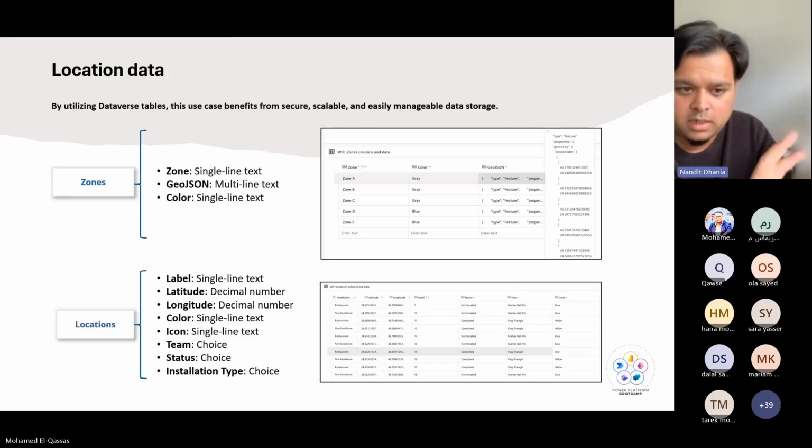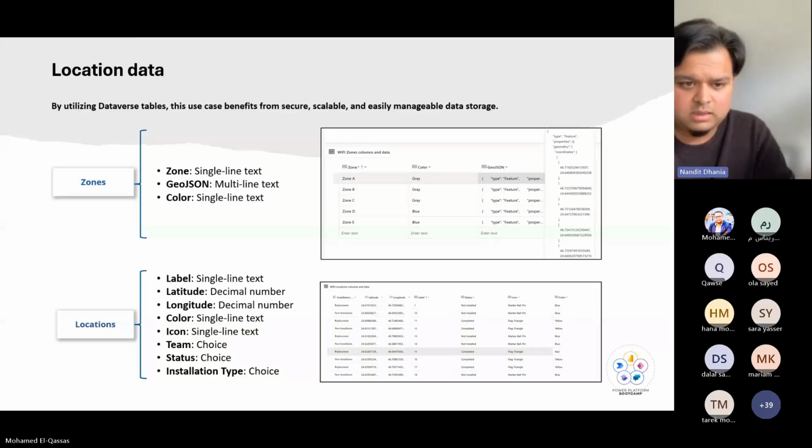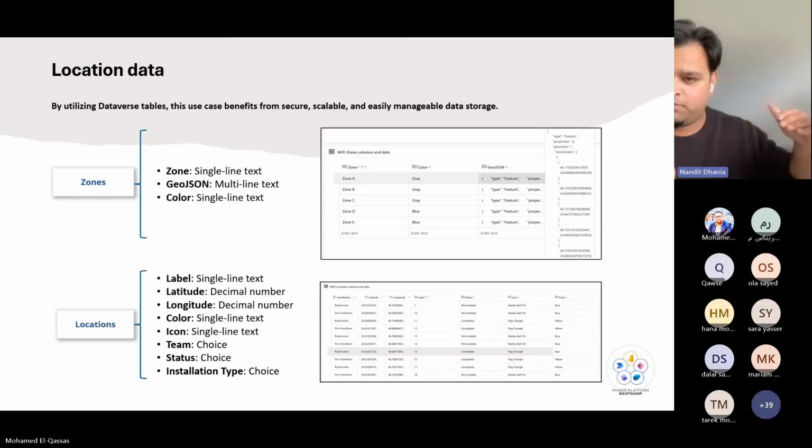So what we're using here is two types of data sets, one for zones and one for the locations. And both of these tables sit in Dataverse. So the first table that you see on the screen, you can look at the image as well. We just have three columns there, one for zone, which is a single line text. And then we have the GeoJSON, the type of format that we built with geojson.io. We're storing that. And then just have the color that we want to see for that particular zone in the map. It's as simple as that.